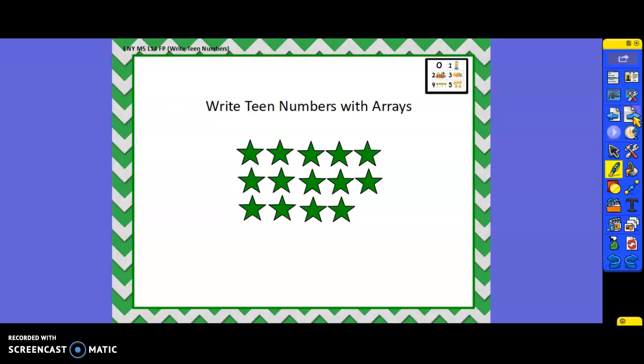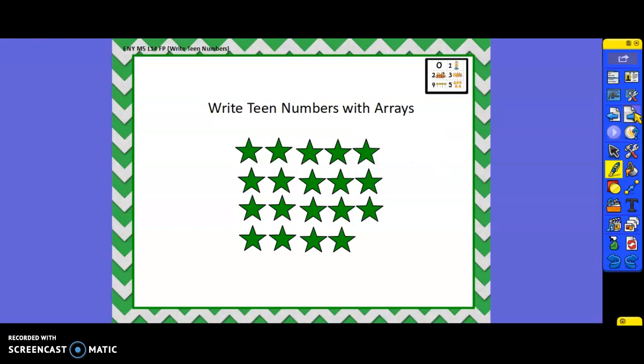Write your teen number. You got it, 14. 10, 4, 14. Did you see your 10 and your 4 when you counted your stars? Very good thinking, seeing your number in parts. Okay, next picture. Count your stars and write your number.